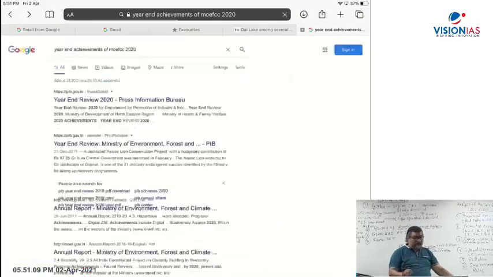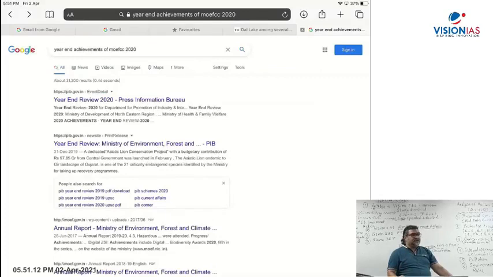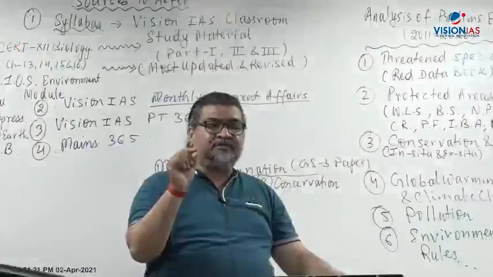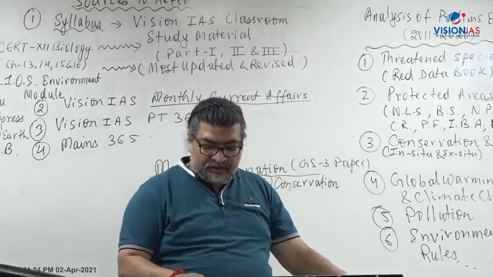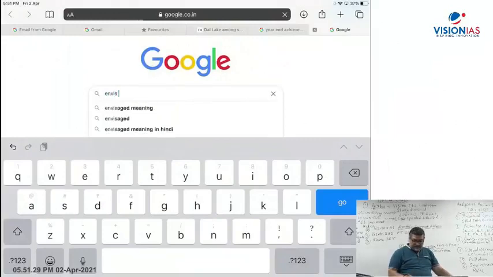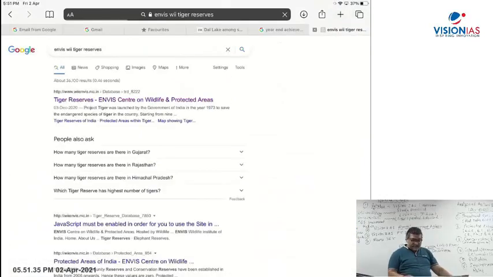Now what I would like to bring here is a very, very important one. Let's say when you study national parks, sanctuaries, and biosphere reserves, you have one government database called ENVIS. I am opening that one. ENVIS, let's say Wildlife Institute of India and Tiger Reserve. You want to know the Tiger Reserves in India. It's a very comprehensive database which contains all the information about national parks, sanctuaries, tiger reserves, elephant reserves, biosphere reserves, Ramsar sites. Everything is given on this particular web page.